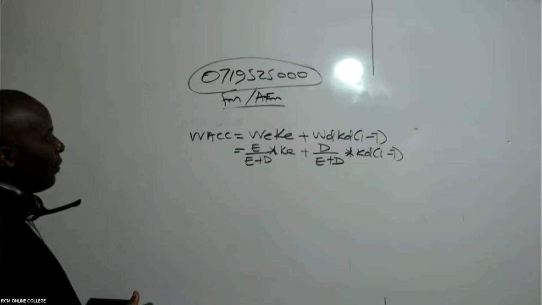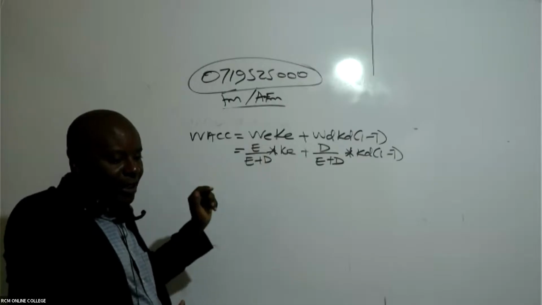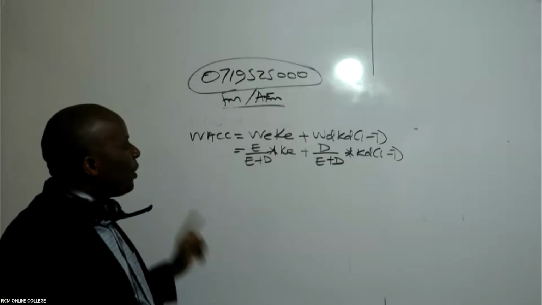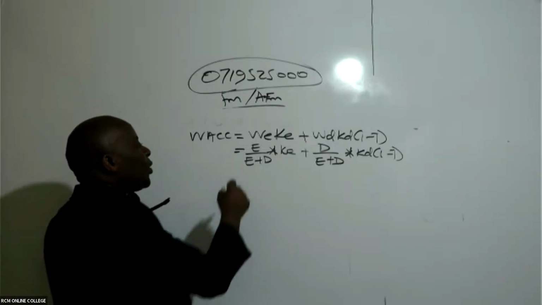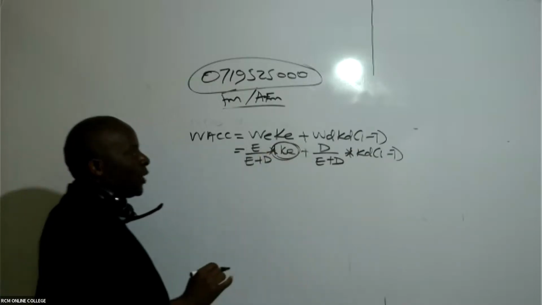All right. Whenever you see this E, this stands for equity. This stands for what here? For debt. Now, ladies and gentlemen, if I'm the one doing this, I know where the trick will be. These guys would always want me to calculate this cost of equity.